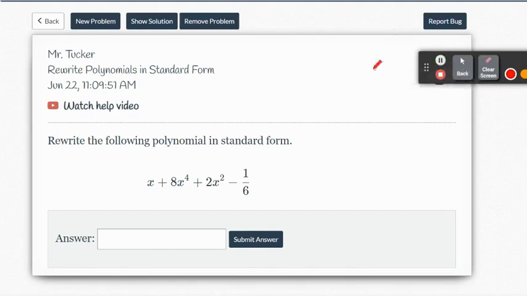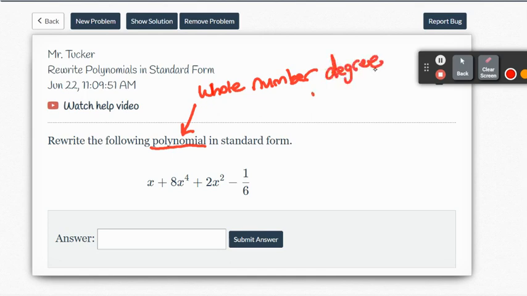All right, welcome class to polynomials. We're supposed to take a polynomial and write it in standard form, but let's just back up a second and talk about what a polynomial is anyway. A polynomial has whole number degree only. And when I say degree, think exponents. So whole number degree or exponents only.